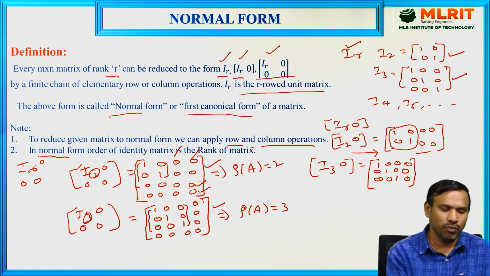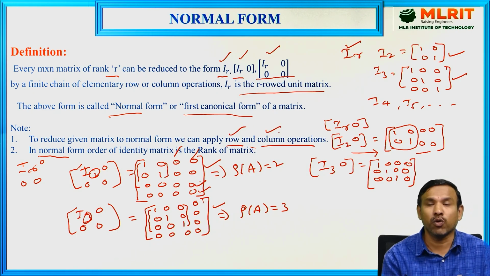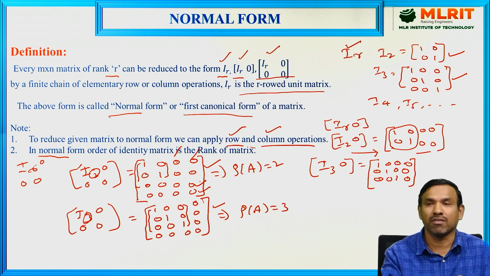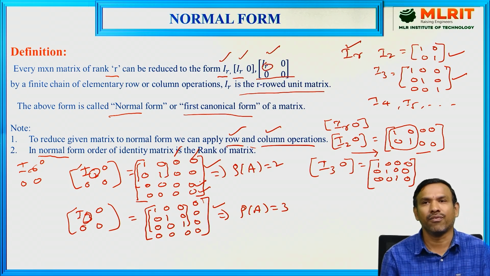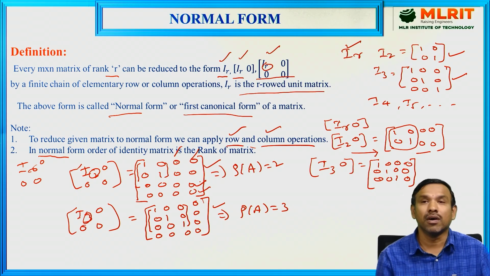One is that to reduce the given matrix to normal form, we can apply both row and column operations. And what could it be after converting into normal form? Ir, Ir 0, Ir 0 0, any one of these. What could be the rank? This r will be the rank. I2, I3, I4: I3 means rank 3, I4 means rank 4. So this is the concept of normal form.